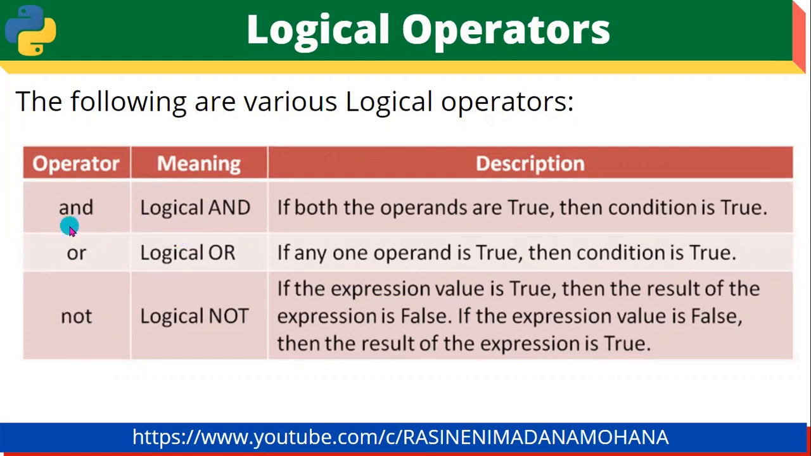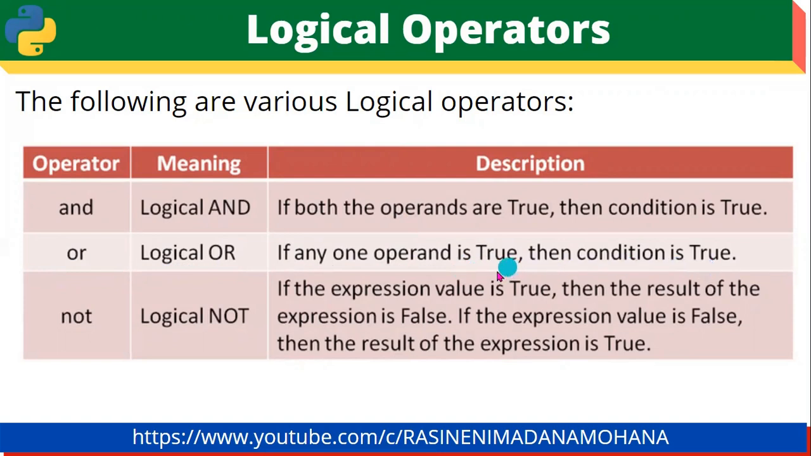The meaning: and can be read as logical and. It is used between two operands. If both operands are true, then the condition is true. If any one is false, then the result is false. Whereas the or operator can be read as logical or. If any one operand is true, either the left or right operand, then the result is true.